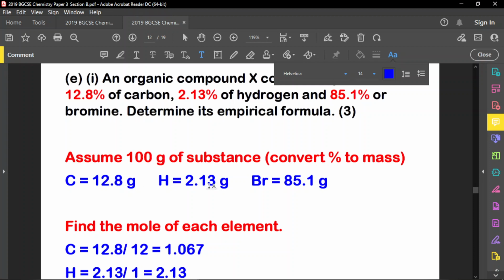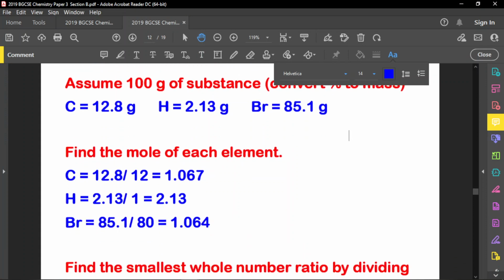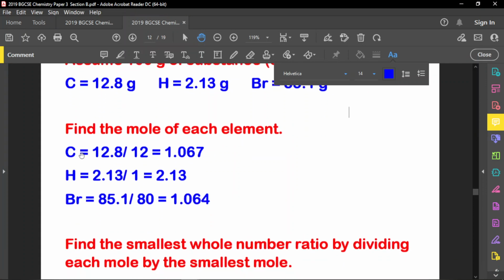For hydrogen, it'd be 2.13 grams. And for bromine, it would be 85.1 grams. And so notice I just converted the percentages to mass. Here now is to find the mole of each element. And to find the mole of each element, you're going to divide the mass given up here, or the mass worked out based on the percentage, by the relative atomic masses.